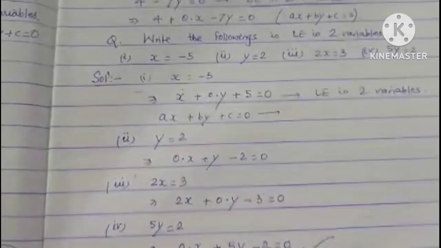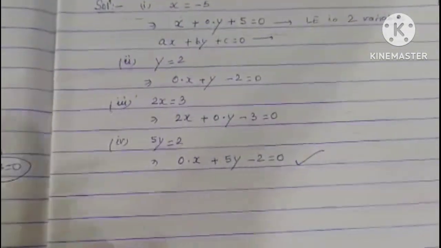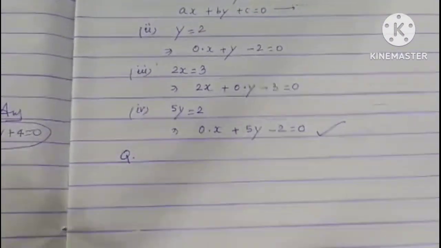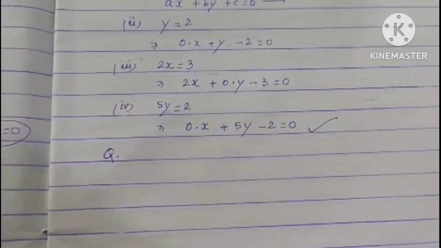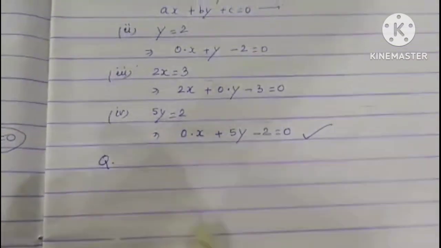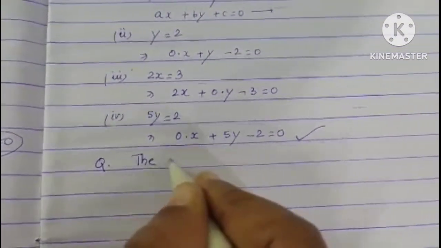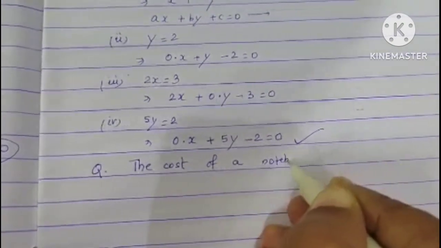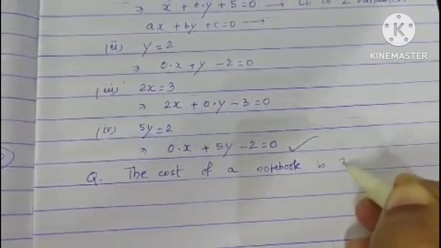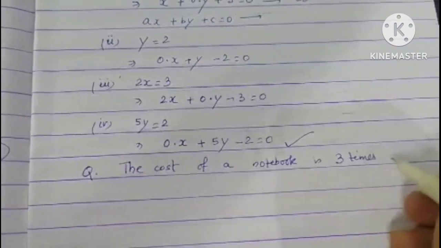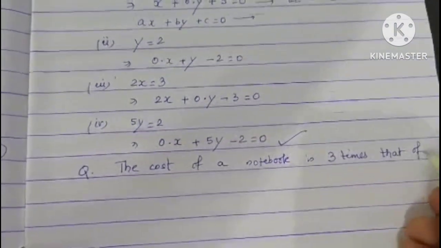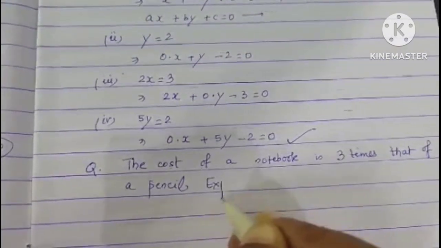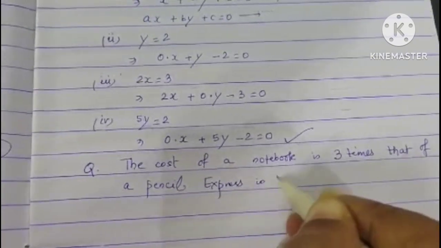Now let us do one more question. The question is like this: the cost of a notebook is 3 times that of a pencil. So express it in the form of an equation.